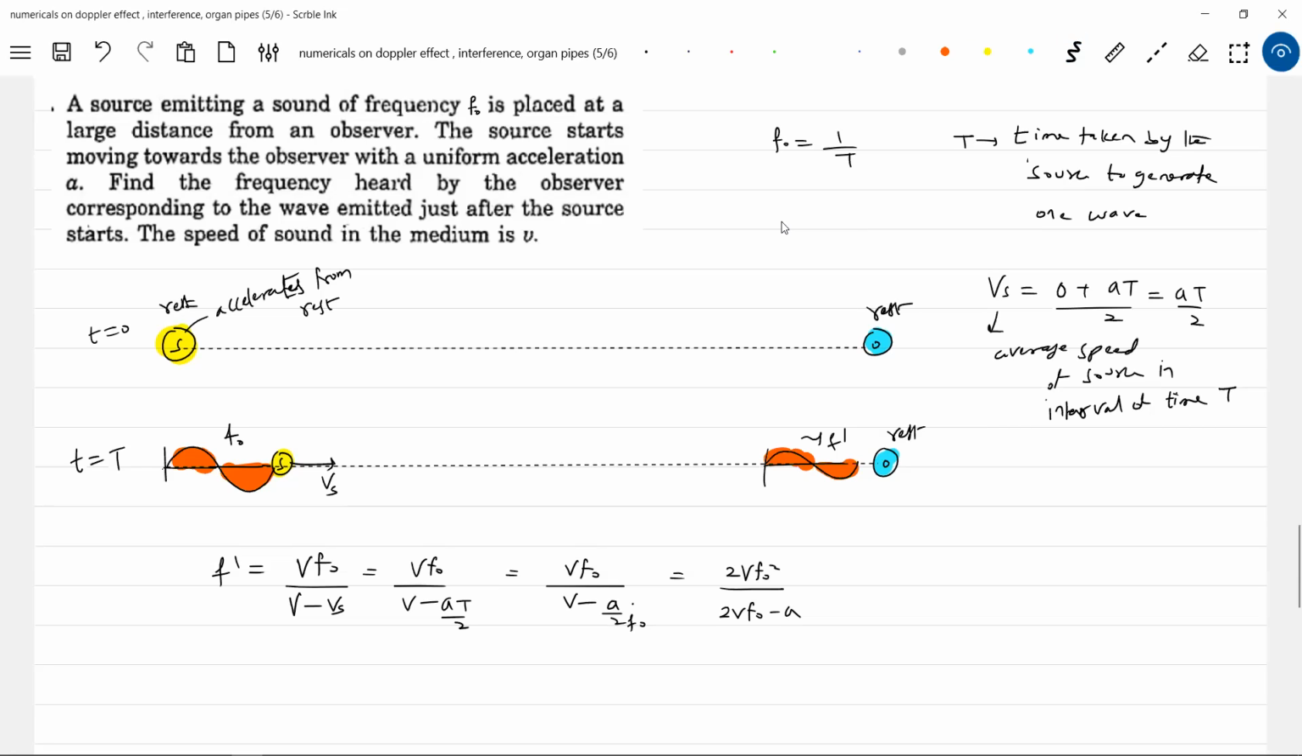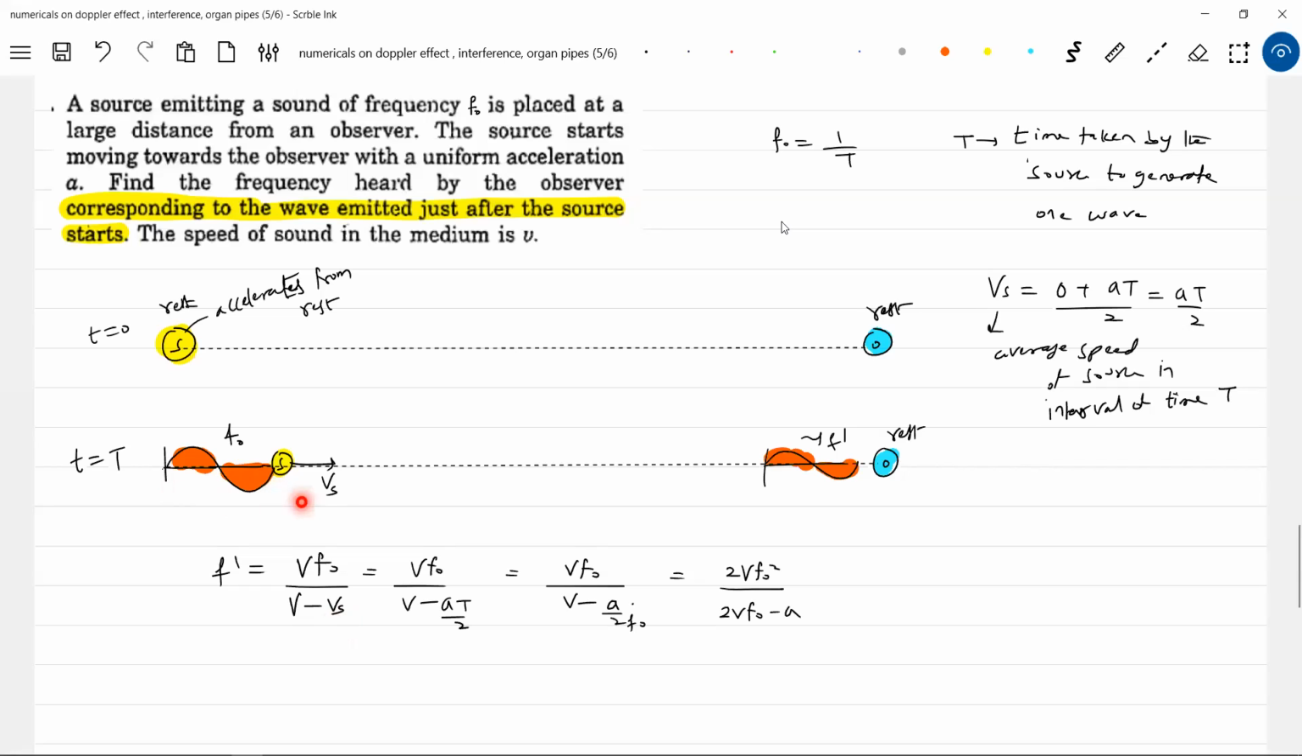See, I think you have to read this question. Corresponding to the wave emitted just after the source starts, not after some time. The detector will hear after some time only, but the Doppler effect is asked corresponding to the wave which is generated in one time period. The wave will take some time to propagate, but that is not the discussion here. The discussion is: what is the speed of the source when it has generated a wave?